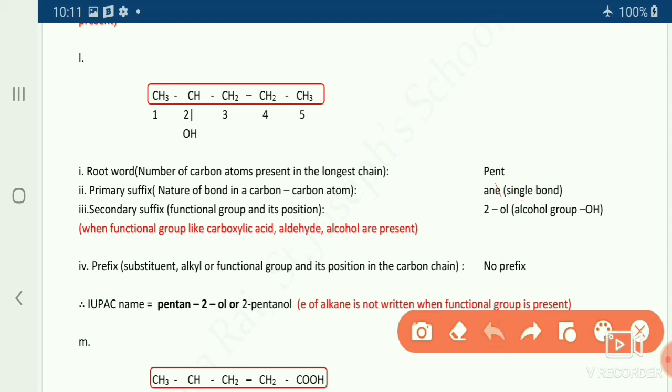And then we go to the secondary suffix, because your functional group alcohol is attached. So whenever alcohol, aldehyde, carboxylic acid are attached, we go with the secondary suffix. Now what is the position of this alcohol group? It is 2. We have to of course start from left to right, because if you go from this side, the alcohol group will get a bigger number, 4, which is not done. So therefore 2-ol is the position of the secondary suffix. Then we write the name pentan-2-ol. E is cancelled here, or we just write 2-pentanol.